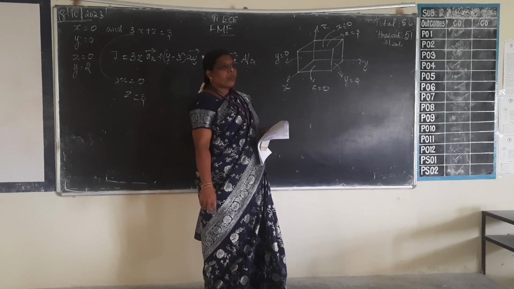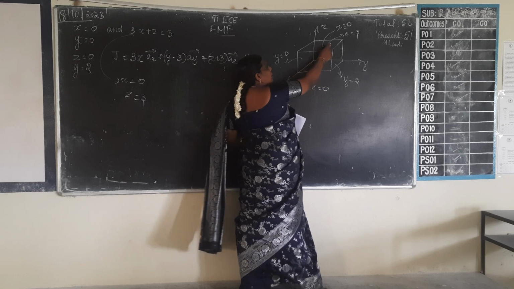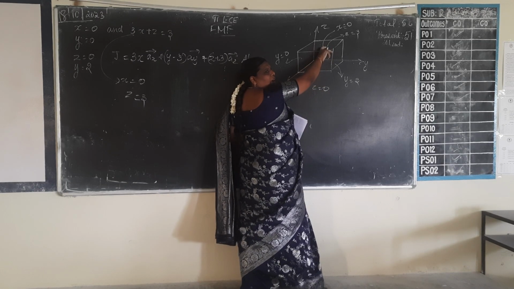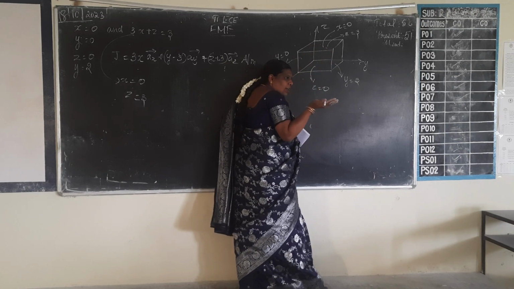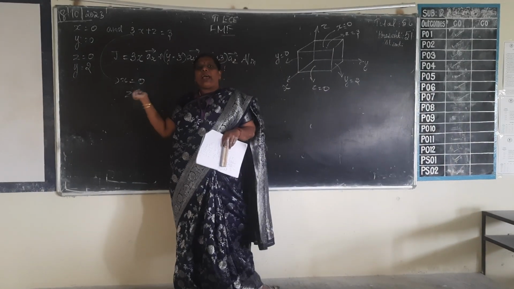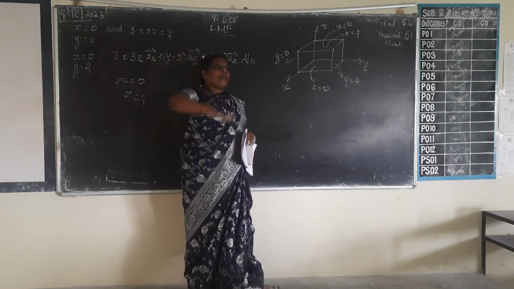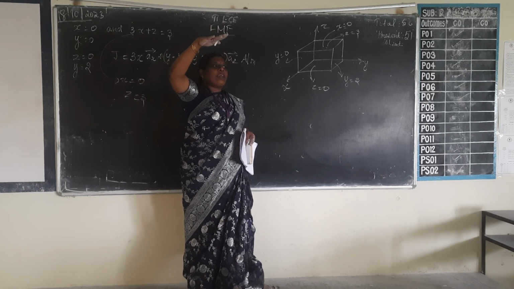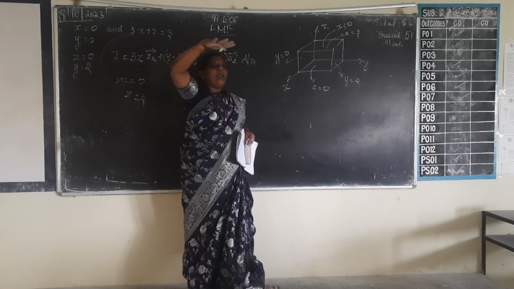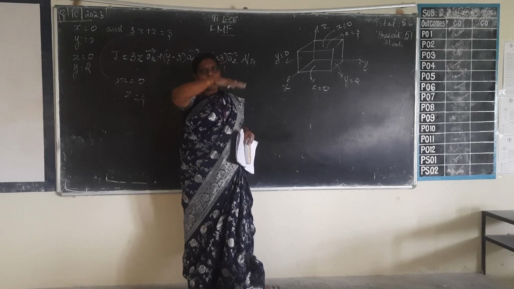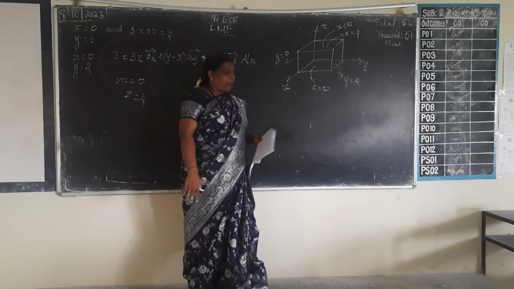How many of you didn't understand z is equal to 3? How did I get z is equal to 3? When x is equal to 0, we have z is equal to 3. Z is equal to 3 means, can you imagine? Z from origin to z it is 3. So it will be lying in the upper part of your cuboidal surface. Can you all understand? Okay?